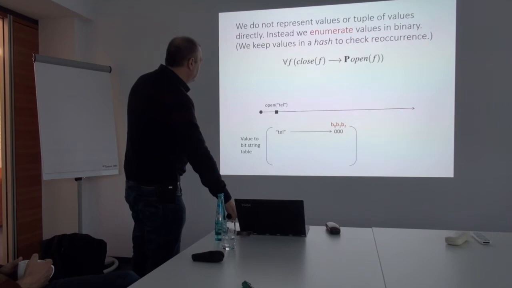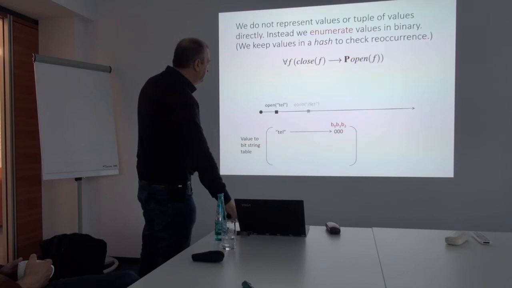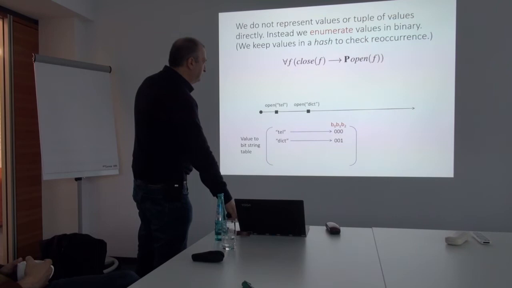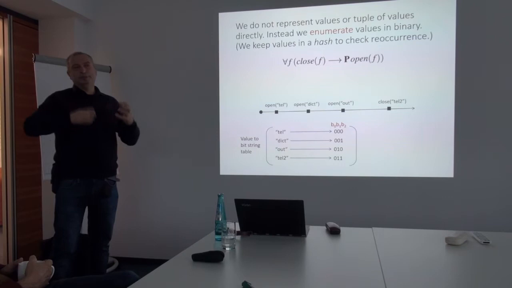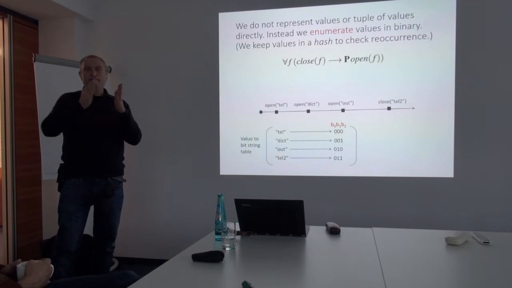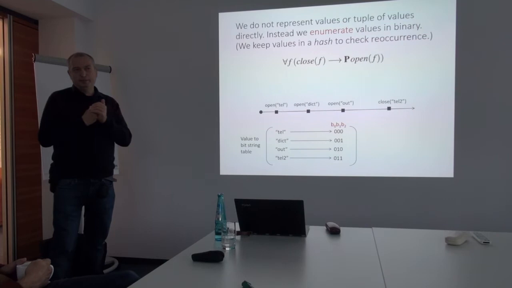So here, open tel got the value 0000, so I use 3 bits, dict 001, out is 0, and close is enumerated as 011. Okay? Now, the fact that I enumerate them in binary allows me to keep them in the BDDs. But the fact that I enumerate them also helps me because I enumerate them sequentially in the order I see them, and a lot of times that would give me a very compact BDD. Just very important.